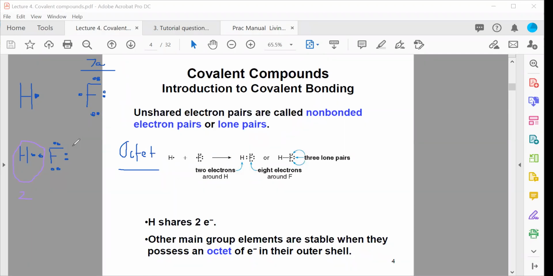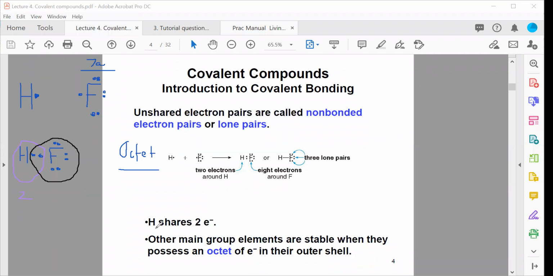What's the situation here with fluorine? Fluorine is now surrounded by how many electrons? Remember, you always take into account the electrons in that covalent bond. 8. Correct. Fluorine has 8. It has achieved its desired octet. And that's what we see here on this slide.